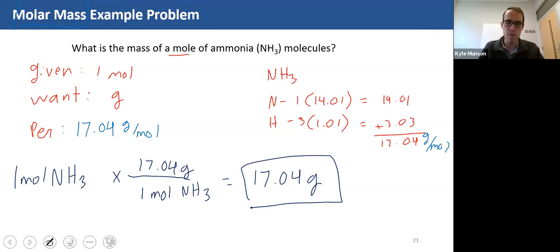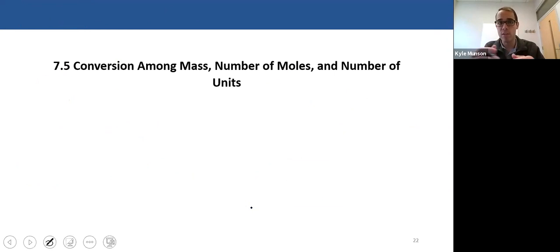So in the next video, we're actually going to be doing more conversions and converting between molecules and mass and moles. So see you then.